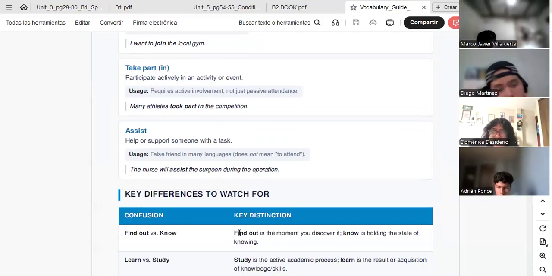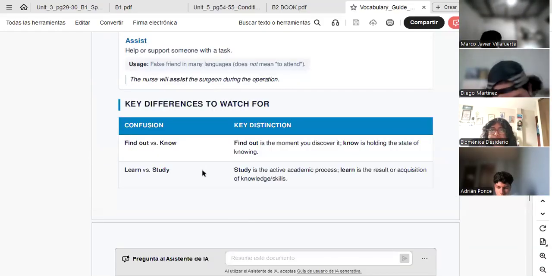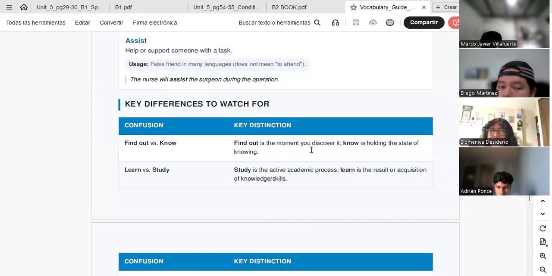Okay, so now, key differences, find versus know. Find is the moment you discover it. Cuando lo descubren, no lo sabían y ahí lo saben, ahí lo aprenden. Know is holding the state of knowing. Know, ya lo sabían, ya teníamos el conocimiento.